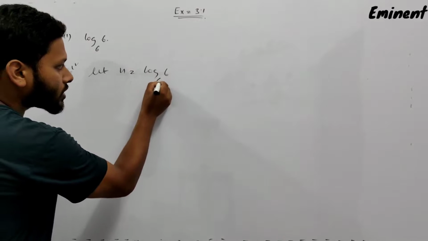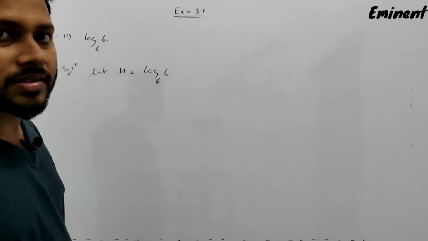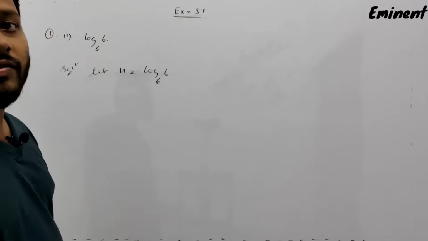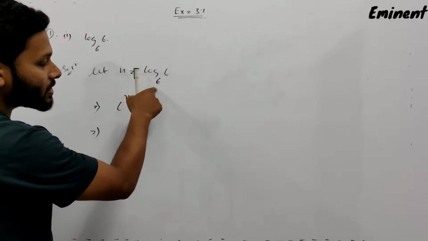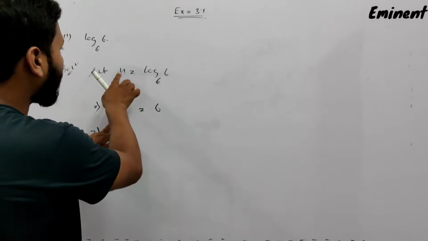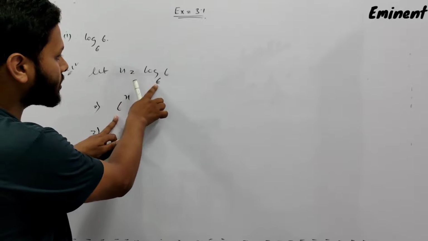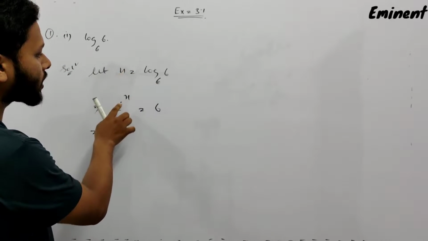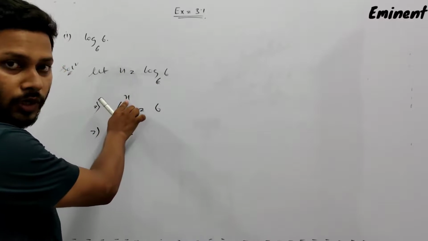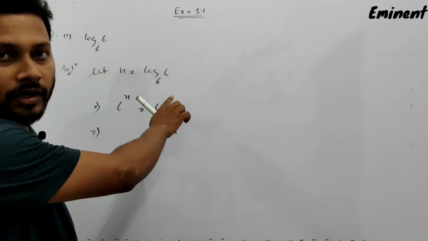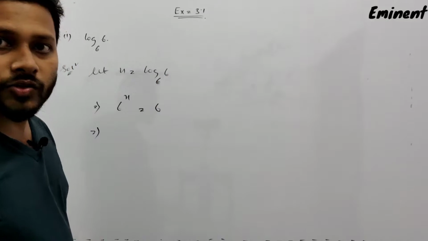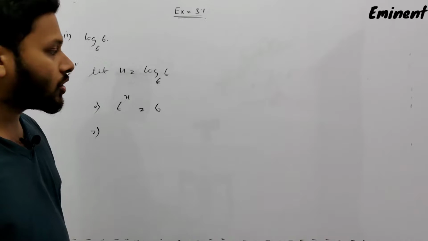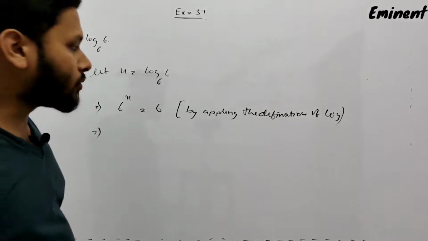So now when we have considered this one as x, the next step is we will apply the definition of logarithm. The base is our 6, that means 6 to the power x, this is our exponent. The base is 6 and this is our exponent, so we can write base to the power exponent, which is equal to our number. The number is what? 6, so we can write here equal to 6. So that is our definition. By applying the definition of logarithm, we can directly write it.